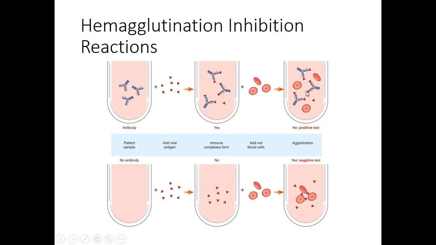If the virus is all bound off to antibody, no agglutination occurs, either by lattice formation with the red blood cells, but these are not what this antibody is looking for anyway. But there's no binding to the red blood cells because virtually all of the virus is bound off to the antibody.